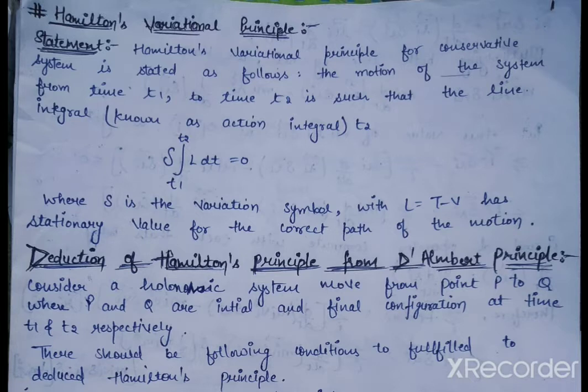Let's get started. According to Hamilton's variational principle, the motion of the system from time t1 to t2 is such that the line integral δ∫ from t1 to t2 of L dt is equal to 0, where δ is the variational symbol and L is the Lagrangian. Its value is the difference between the kinetic energy and potential energy. L is equal to T minus V.